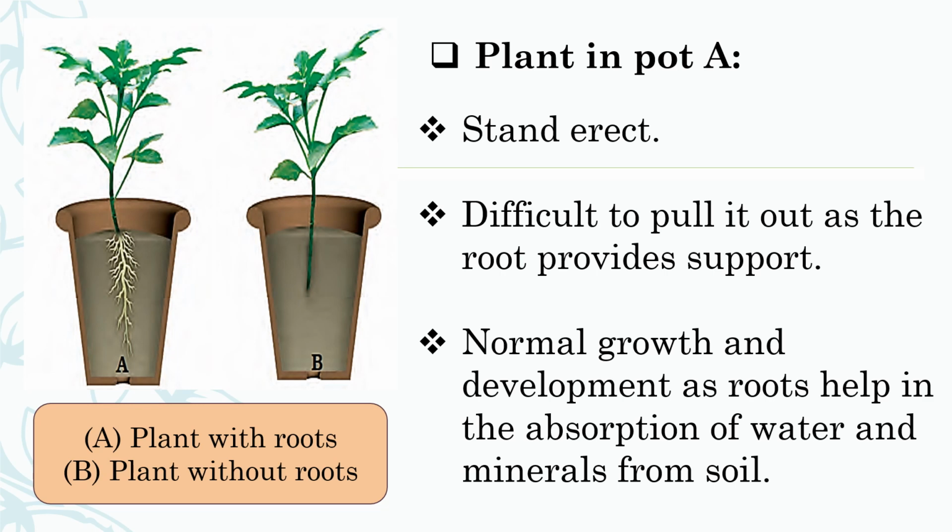Let's find out. You will find that the plant in pot A, that is the plant with roots, will stand erect. It will be difficult to pull it out as the root provides support. The plant will show normal growth and development because of the roots. As we know, roots help in the absorption of water and minerals from the soil.